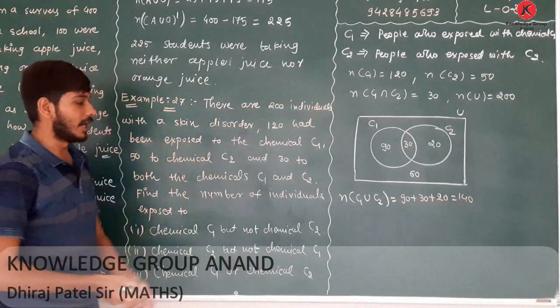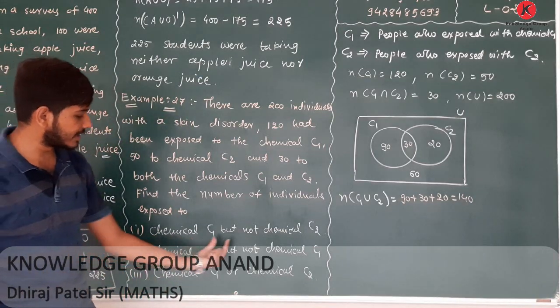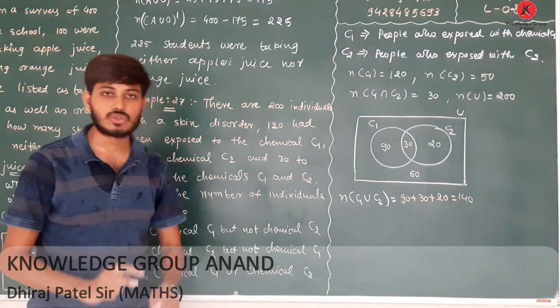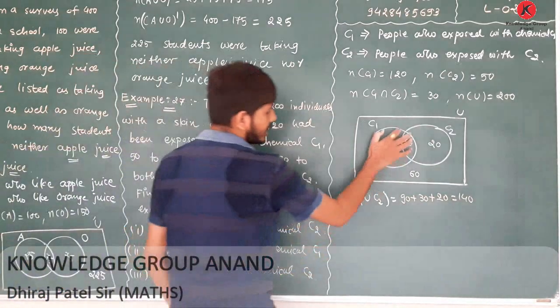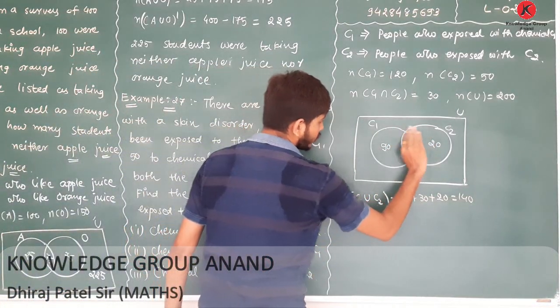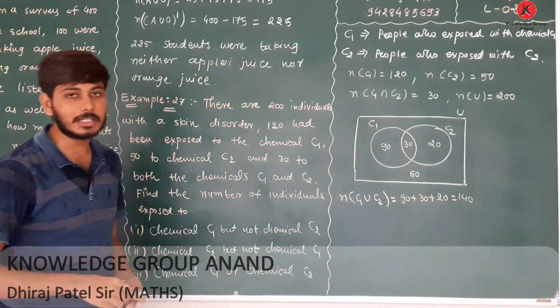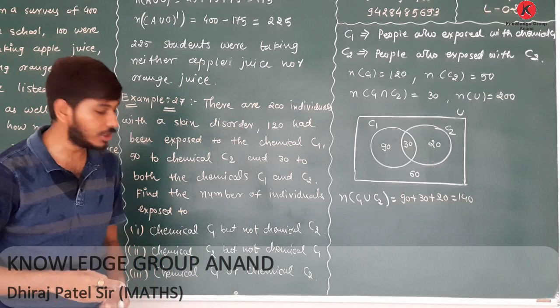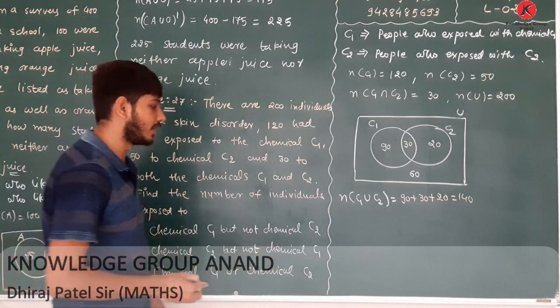Now I am giving the answers of the first, second and third questions. First, chemical C1 but not chemical C2. Chemical C1, they were exposed there, but not C2. So you have to subtract this portion of C2. Therefore, total 90 people or 90 individuals are exposed with chemical C1 but not C2.